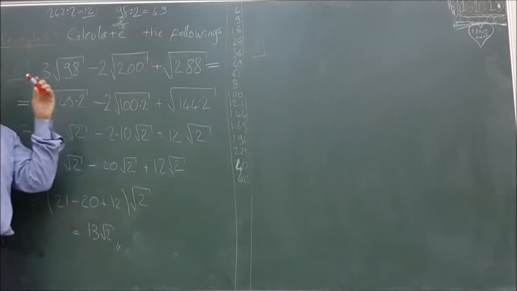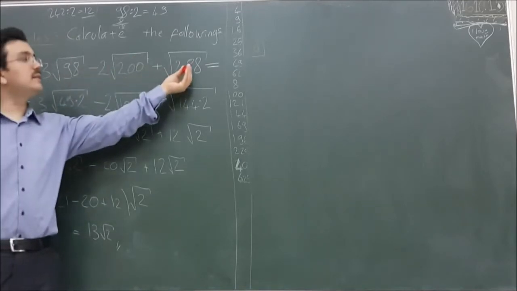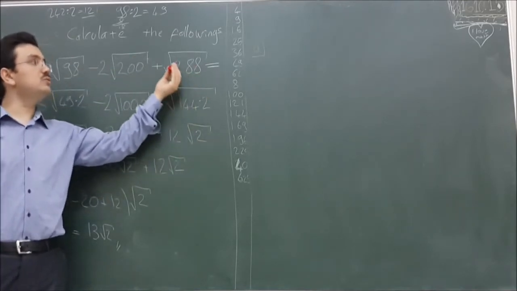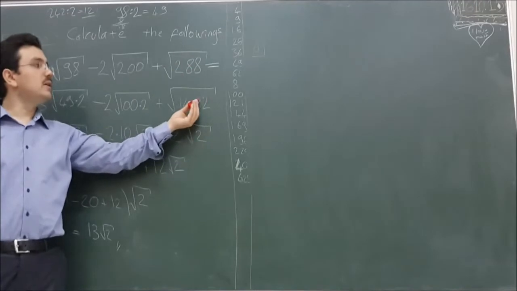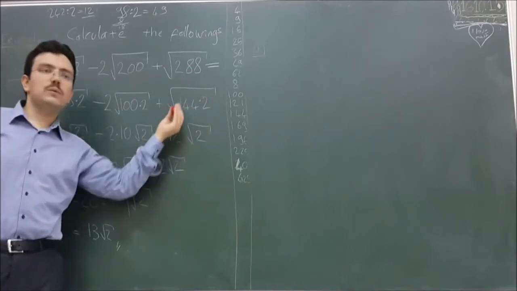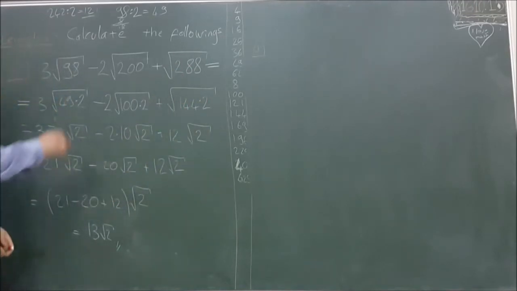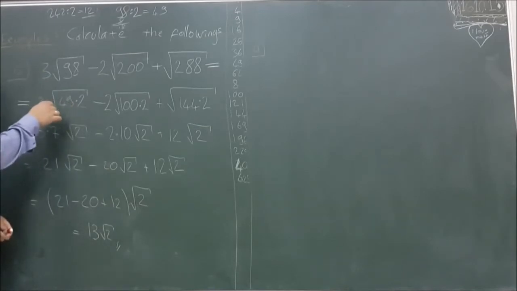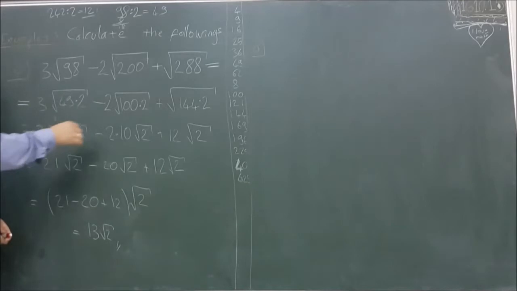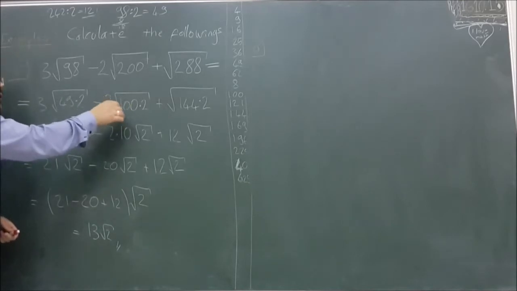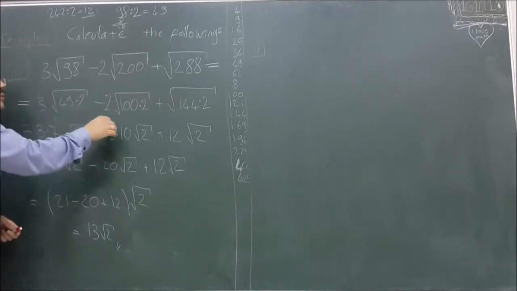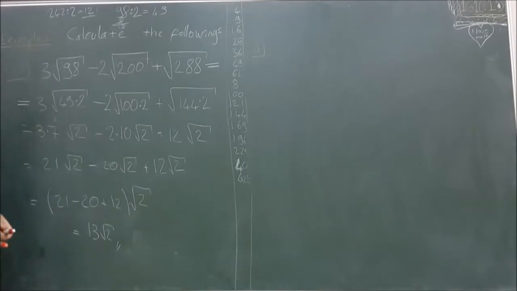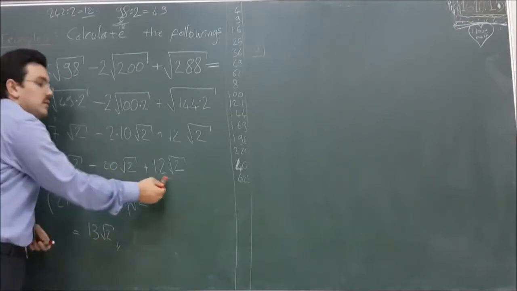And so also for 288, I make that times 2. So, 288 divided by 2 makes 144. We take 49 out as 7, and 100 goes out as 10. So 3 times 7 makes 21, 2 times 10 makes 20, and 12.